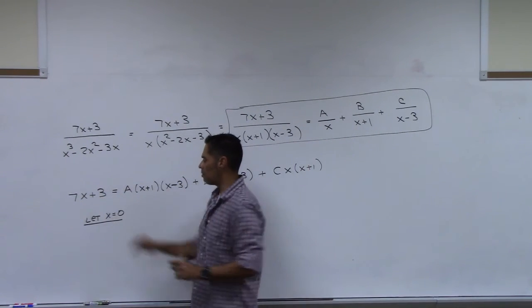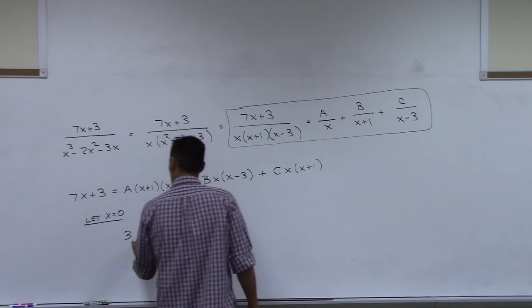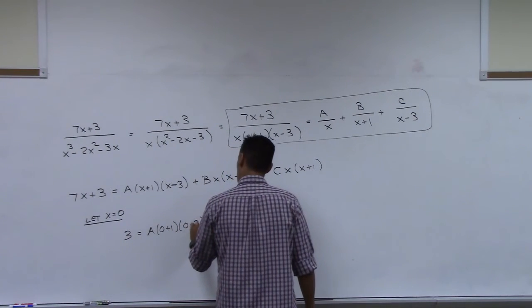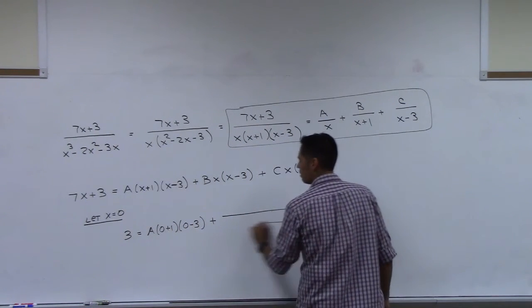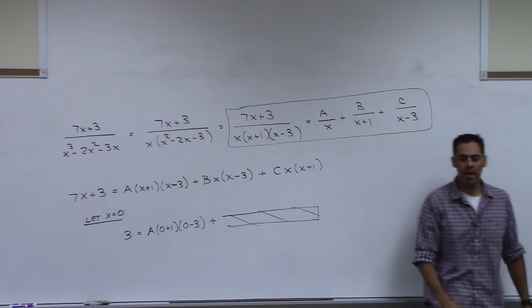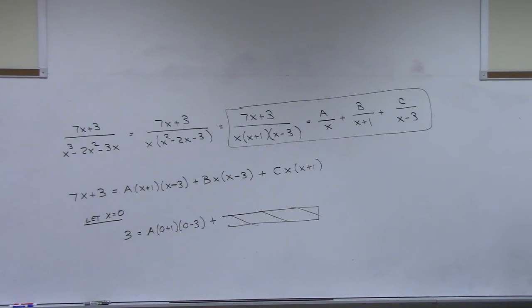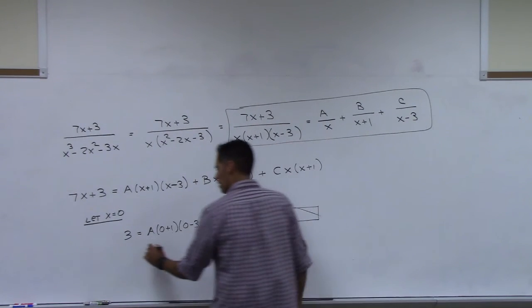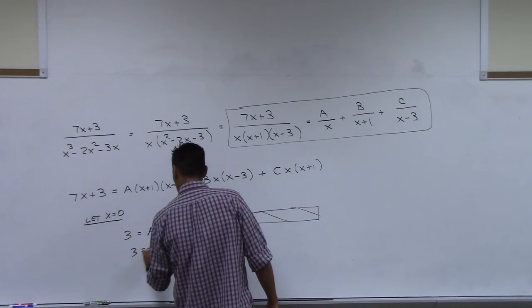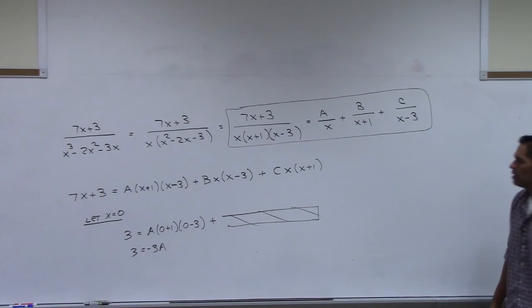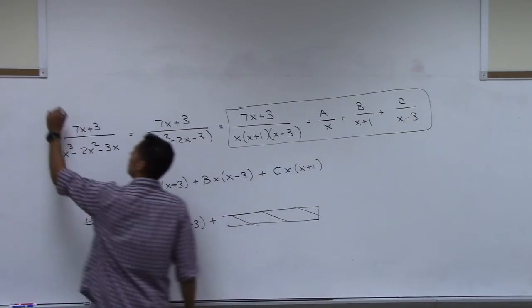So we get 3 on the left side. Here we get A times 0 plus 1 times 0 minus 3, plus, and then all of this is gone, isn't it? Everything else is gone. This is zeroed out, doesn't matter. So what is the coefficient on A? When I put these two together, what's the number going to be out here in front of A? Negative 3? So negative 3A. So 3 is equal to negative 3A. Divide both sides by negative 3 and you've got A, right? A is negative 1.